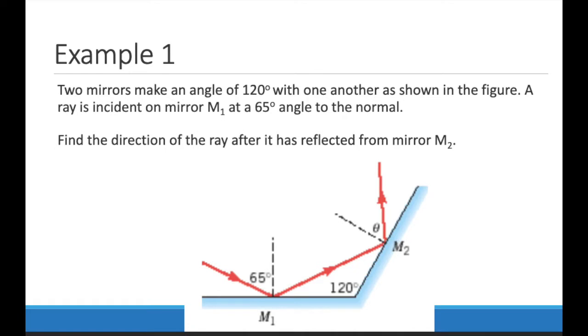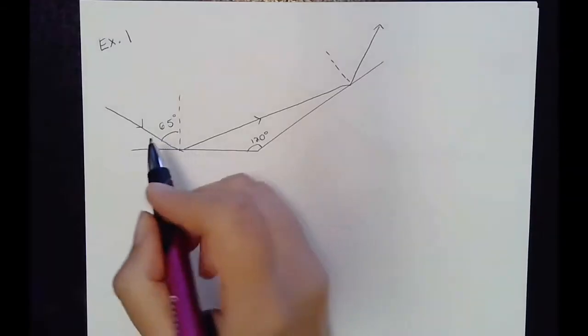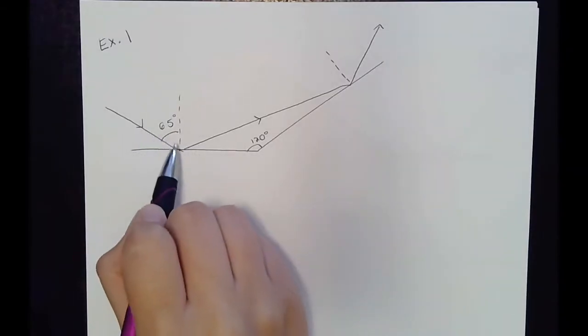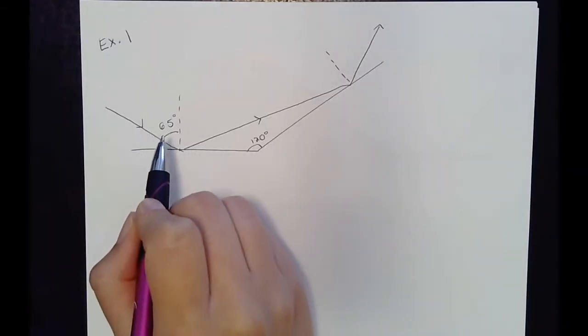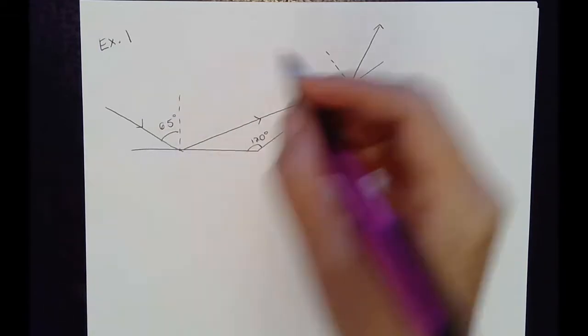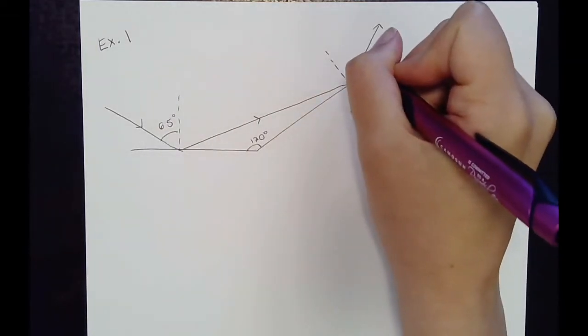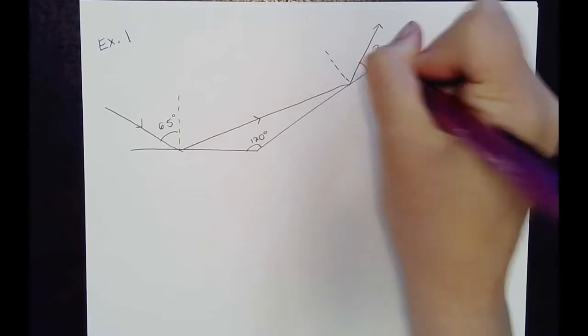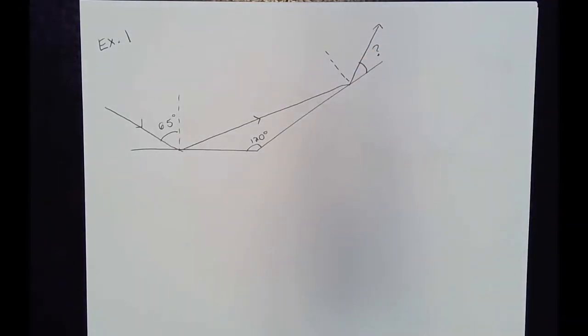Example 1: two mirrors make an angle of 120 degrees with one another as shown in the figure. A ray is incident on mirror M1 at a 65-degree angle to the normal. Find the direction of the ray after it has reflected off of mirror M2. Okay, I sketched this again here. So the incident ray is here at 65 degrees to the normal, and eventually we want to find the direction of the ray over here. So let's find this direction as it reflects off the surface of the mirror.